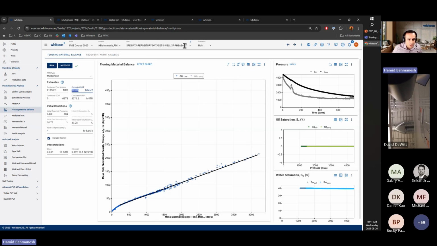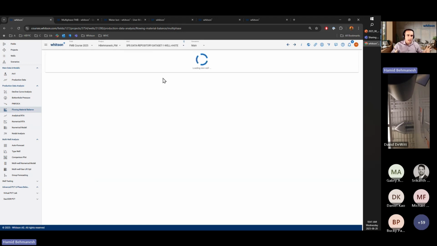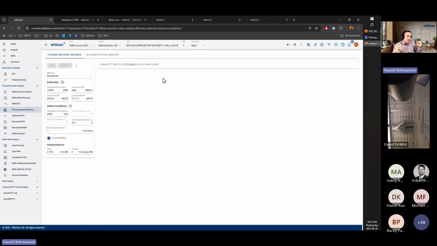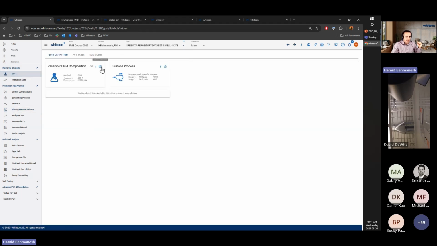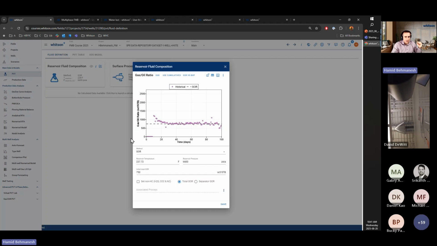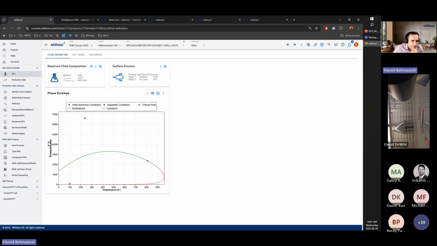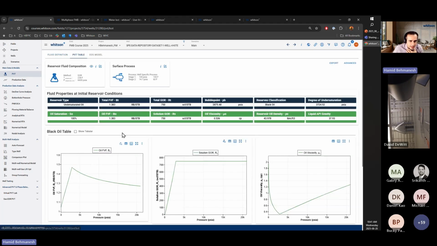Let's go to another well, which is the Kite well. I'm going to show you something interesting here, which is comparing the result from FMB with respect to RTA decline. If you switch to the Kite well and go to the PVT, again the same step, I have to initialize my PVT here, click on save, and my PVT is initialized. Take a look at that. It's undersaturated. This is the bubble point.